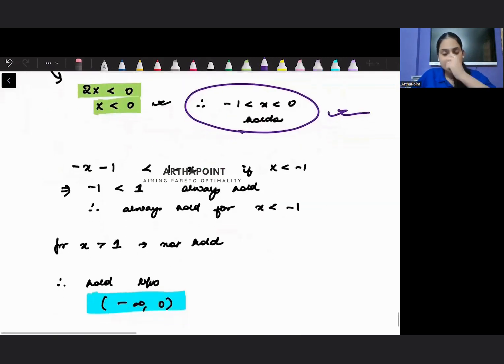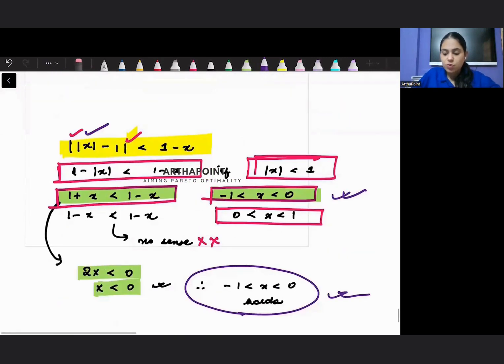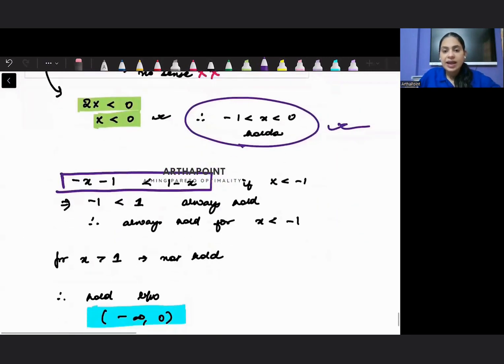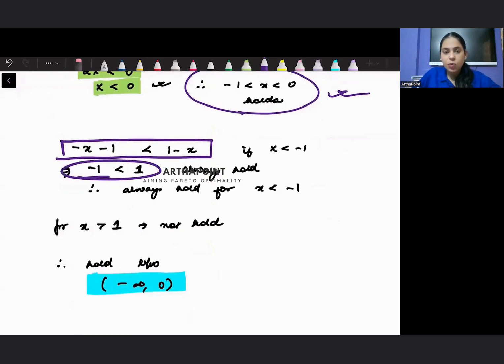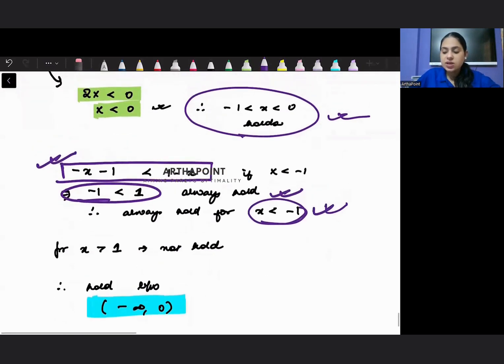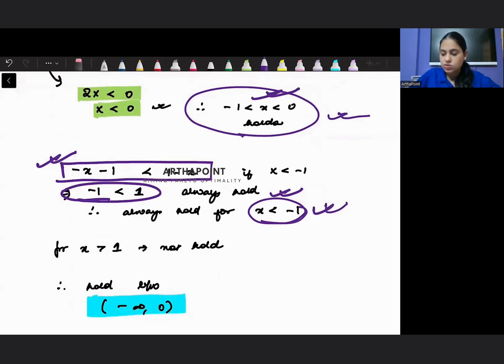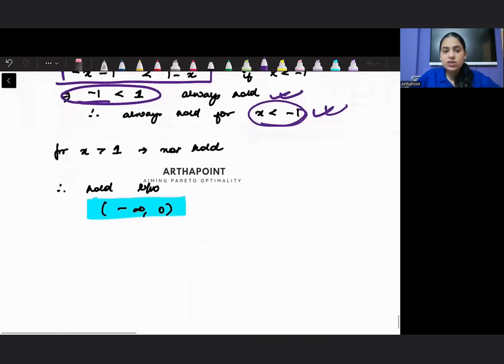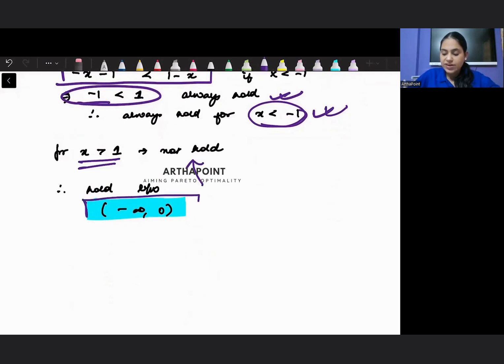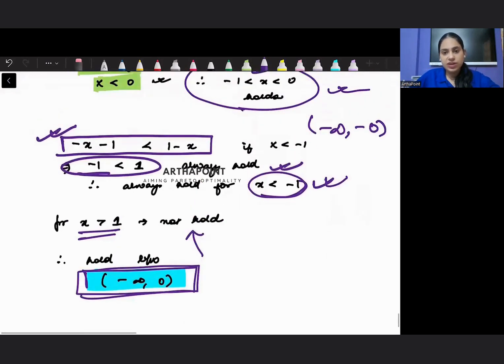Then you can see what happens when x is less than minus 1. So minus x minus 1 less than 1 minus x when you open up this mod, right? And this will give you minus 1 less than 1, which means that it always holds. So this equation holds when x is less than minus 1, and it holds when x is between minus 1 to 0. So it holds when it is between minus infinity to 0. Now you will notice that when x is greater than 1, the equation will not hold. So you will go ahead and get the answer as minus infinity to infinity.